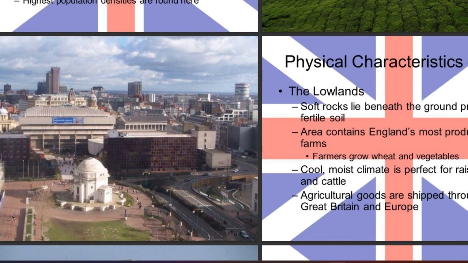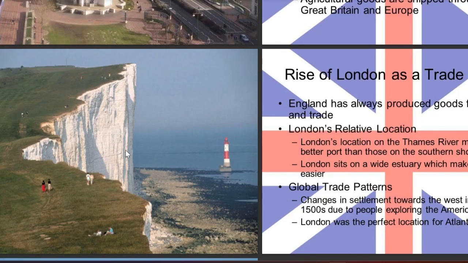The lowlands. Soft rock lies beneath the ground, providing fertile soil. The area contains England's most productive farms. Farmers grow wheat and vegetables. The cool, moist climate is perfect for raising sheep and cattle. Agricultural goods are shipped throughout Britain and Europe. London as a trade centre.